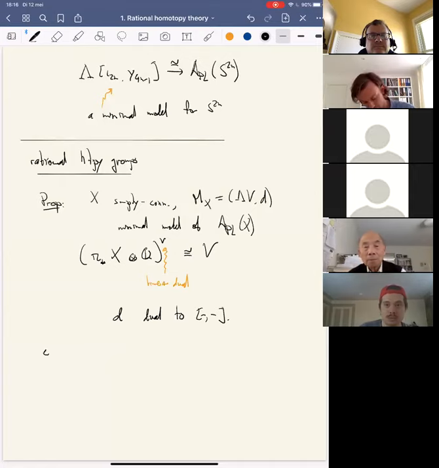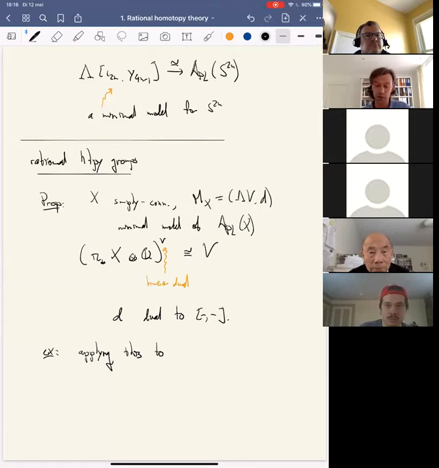One example of this is if you now apply this to the minimal models for the spheres that I just described, you get exactly the result of Serre's theorem.